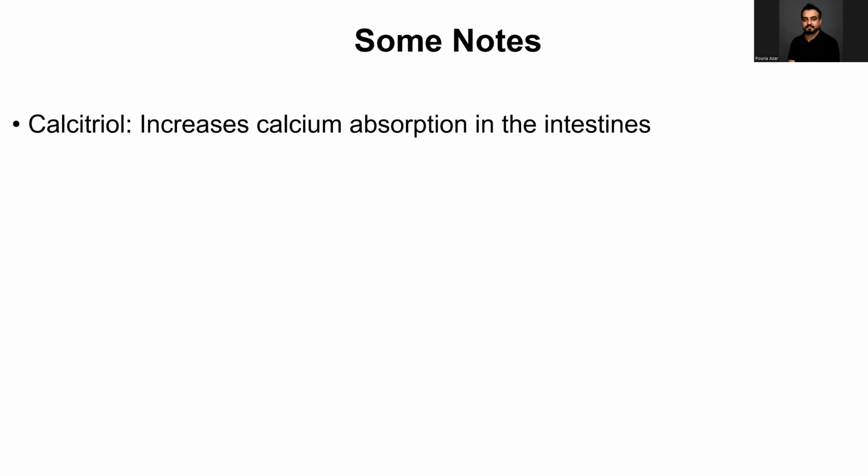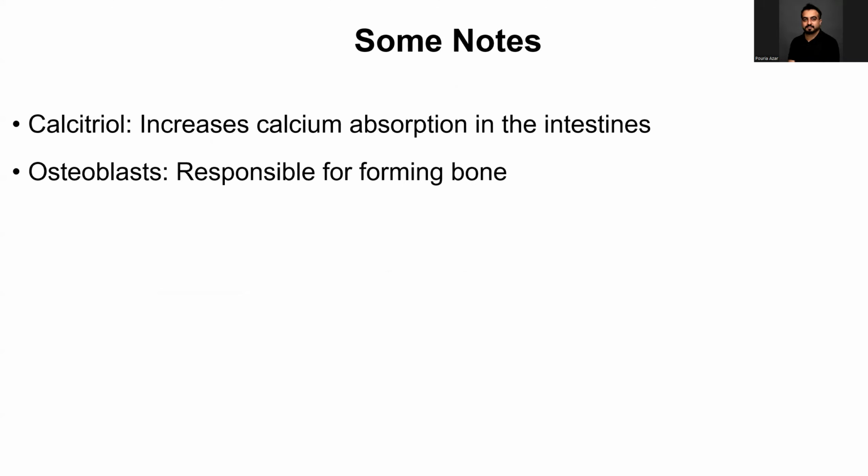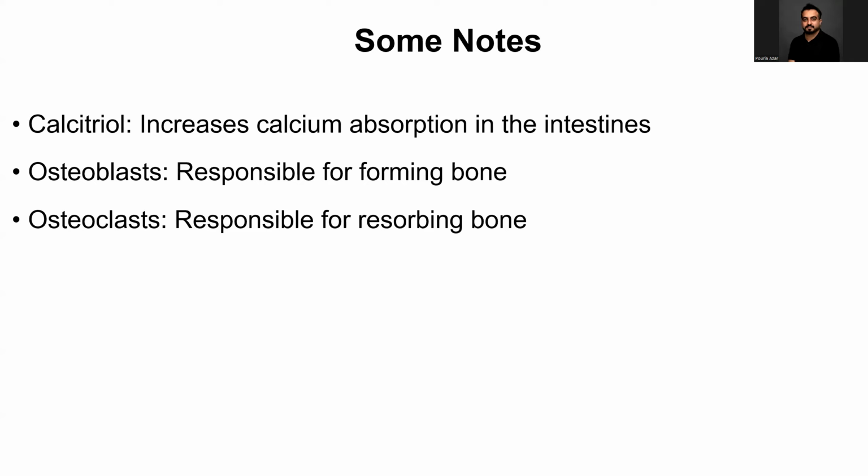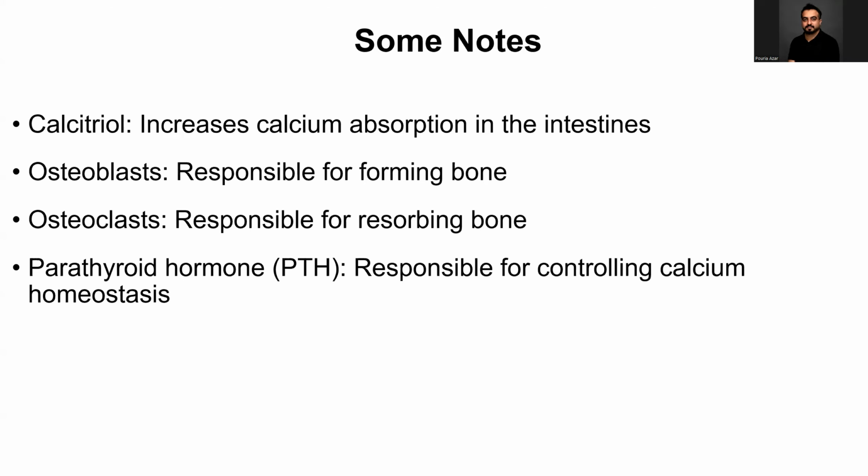Here we have some important notes. Calcitriol. Calcitriol is vitamin D, the active form of vitamin D. Calcitriol increases calcium absorption in the intestines. Osteoblast. There are two main types of bone cells: osteoblasts and osteoclasts. Osteoblasts are the cells responsible for forming bones. Osteoclasts are the cells responsible for resorbing bone, for breaking down bone.